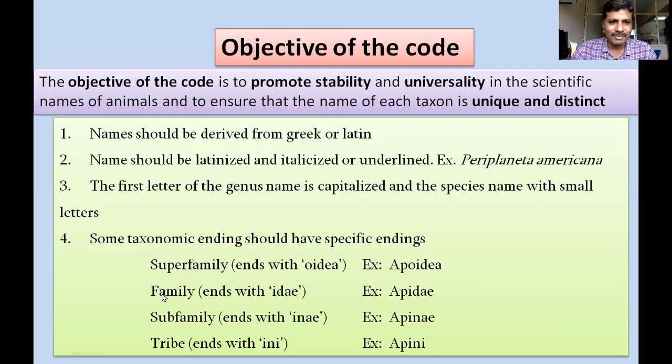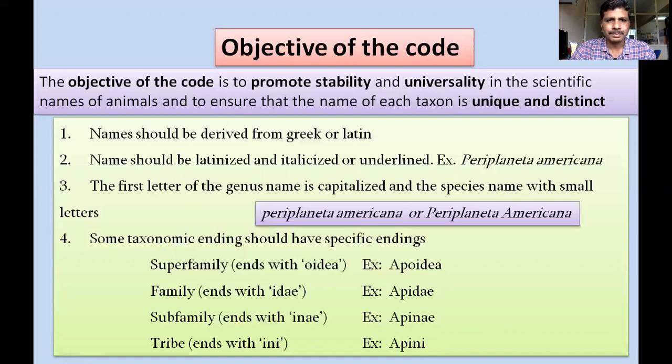Family ends with -idae, Apidae. So honeybees belong to family Apidae. Subfamily ends with -inae, Apinae. So honeybees belong to subfamily Apinae. Tribe ends with -ini. Honeybees belong to tribe Apini. So it may be Noctuoidea, Noctuidae, Noctuinae, Noctuini. So any family, if there is a superfamily, it should be called with that specific ending. That is the idea behind this.